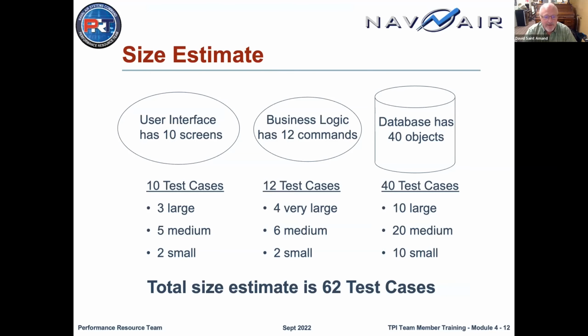And in our example, the developer has 10 test cases, obviously for the interface screens. He's got 3 large, 5 medium, and 2 small. And probably we're going to be focusing on the interface for the rest of the example, but you can also see that he's broken his 12 business logic test cases down into 4 very large, 6 medium and 2 small. And similarly for the database interfaces, 10 large, 20 medium, and 10 small, all based on their gut feeling as to how long those are going to be.